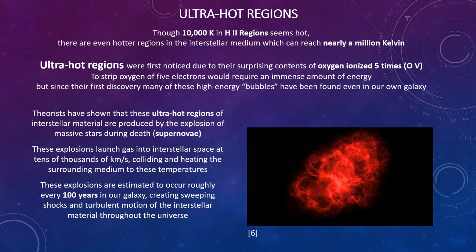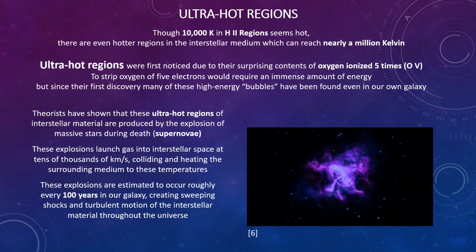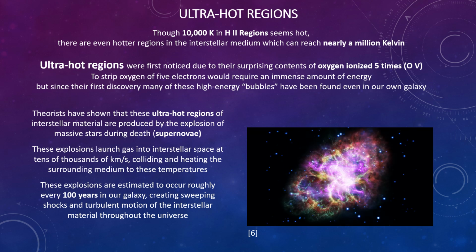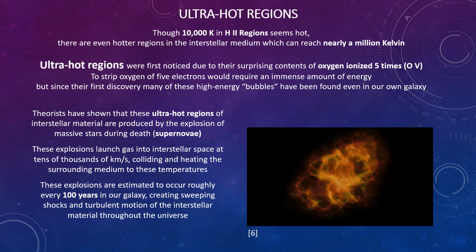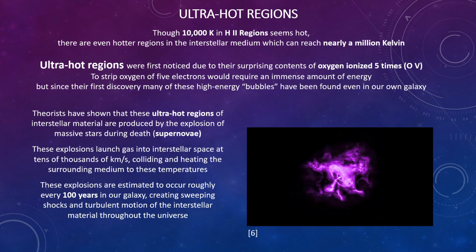So now we're going to talk about ultra hot regions. It may seem that the H II regions we talked about were very hot, since they were about 10,000 Kelvin. However, there are even hotter regions of the interstellar medium which can reach nearly a million Kelvin.